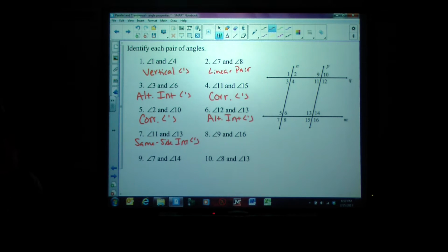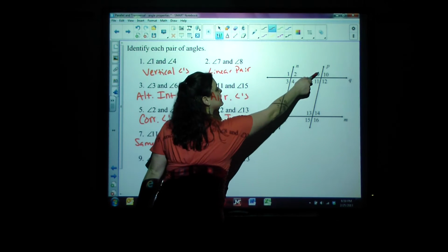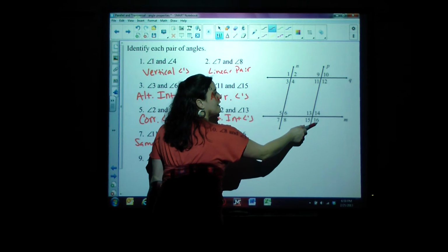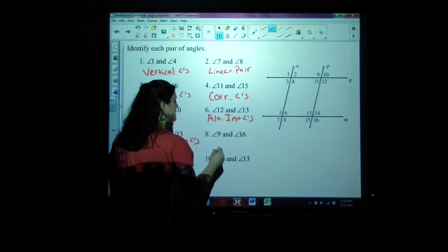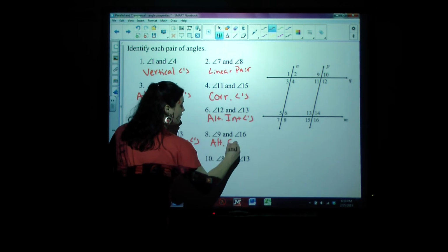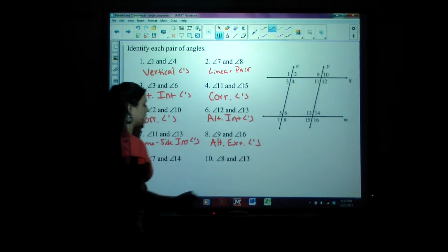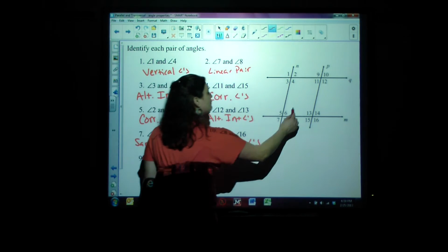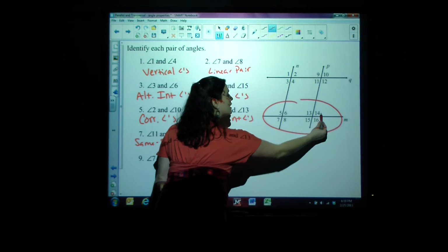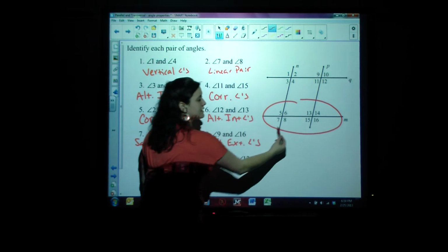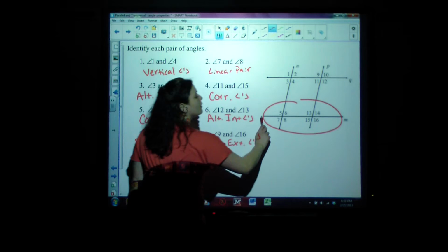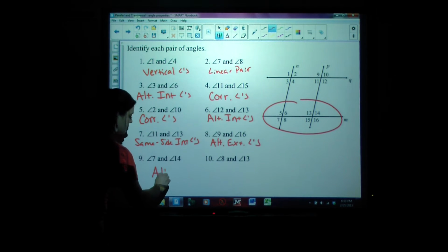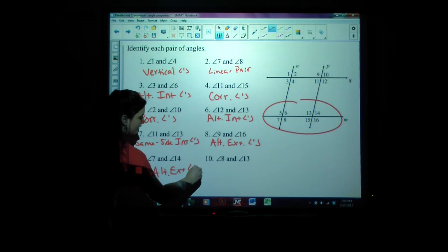Next one, 9 and 16. 9 and 16 are alternate exterior angles. They're on alternate sides of the exterior. Next one, 7 and 14. 7 and 14, we're looking at this intersection. These are actually exterior this time. 14 becomes exterior when looking at M as the transversal. 7 and 14 are alternate exterior angles.